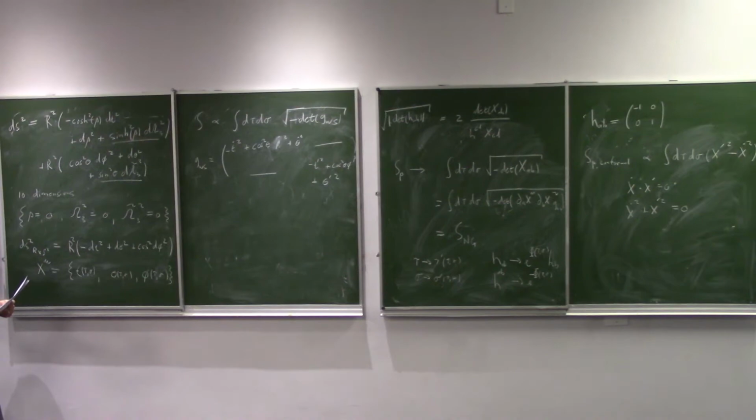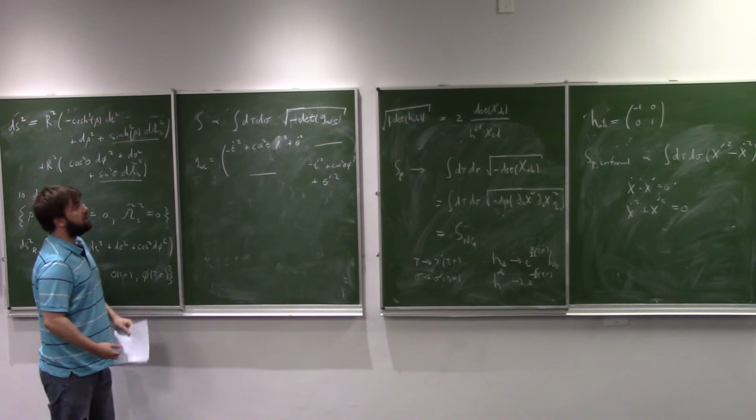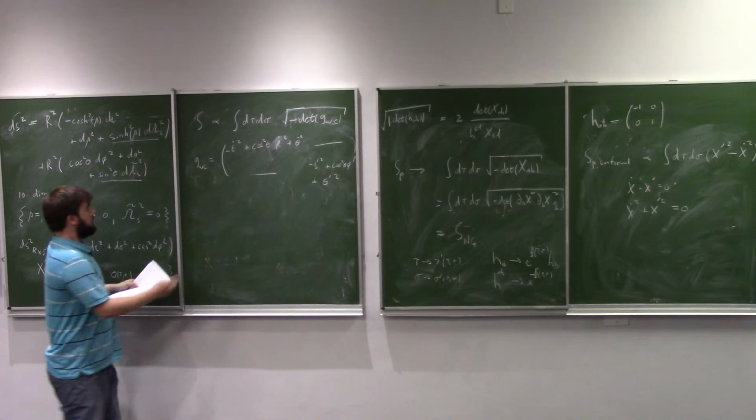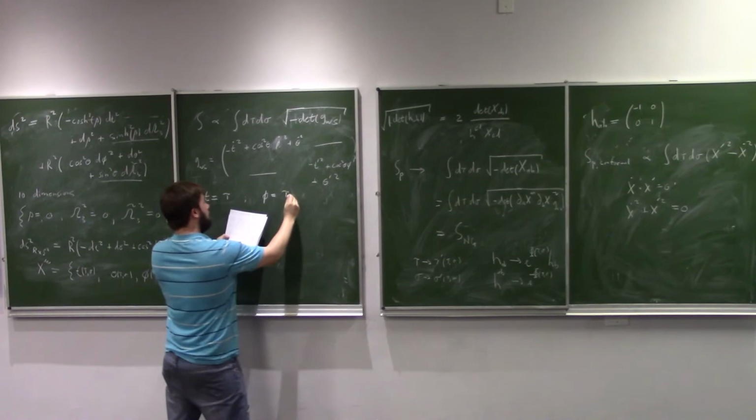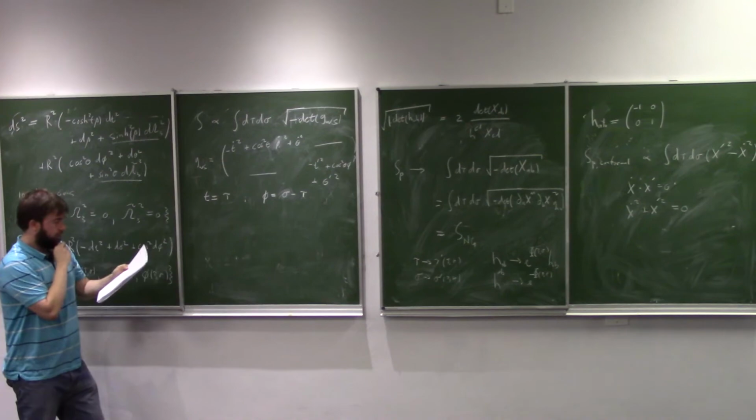Right, so now we're going to do another step similar to what we did over here. We're going to use the reparameterization invariance of the problem that I have. I'm going to say, let's make simple choices for two of these coordinates, in terms of the world sheet coordinates. So let's say t is equal to tau, and phi must equal, I think it's actually sigma minus tau. So let's make this choice.